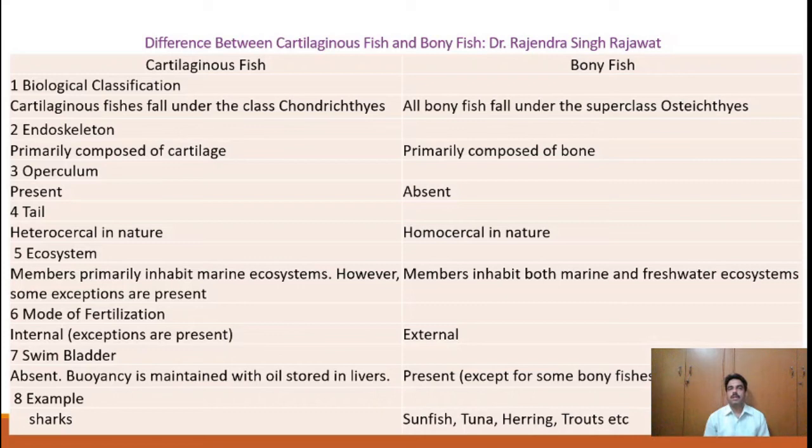So mainly the basis of the classification of Chondrichthyes and Osteichthyes is the endoskeleton: in cartilaginous or Chondrichthyes fishes it is made of cartilage, whereas in bony fishes or Osteichthyes it is made up of bones. So these are the two classes of the superclass, and the extinct species are included in the third class, Placodermi. So these are all the differences between cartilaginous and bony fishes. Thank you.